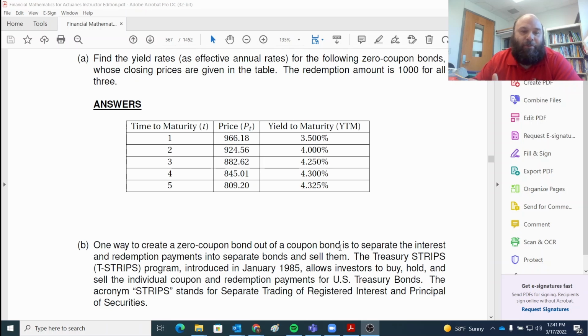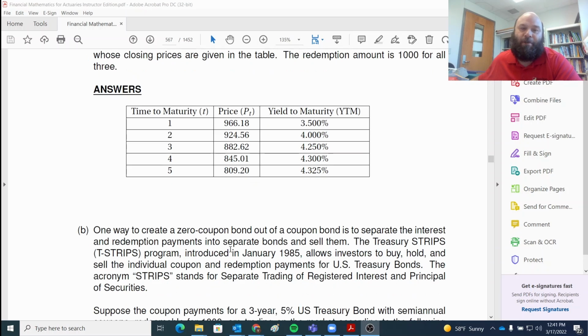the idea is basically exactly what it sounds like. You strip all the payments apart and sell them as separate bonds.